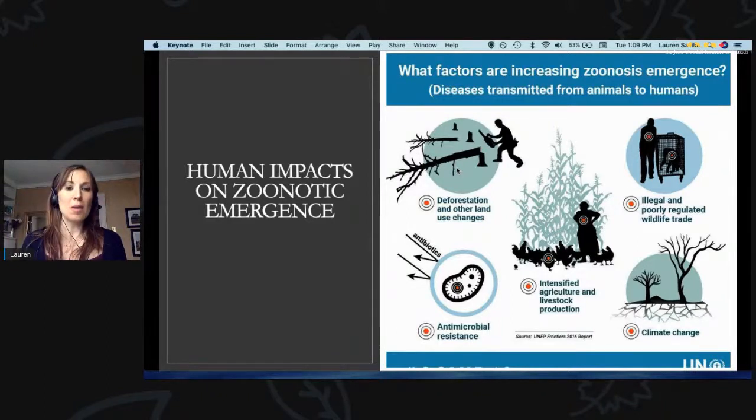And then we have illegally and poorly regulated wildlife trade. This is what we see in some of the wet markets in China, Africa, and South America, where animals are hunted from the forest and brought into these markets, where they come into contact with wildlife, livestock, and all these other animals, and they're unfortunately killed and butchered. Bodily fluids are mixing, and you end up getting these novel viruses that can then be passed on to humans. That's how they think COVID-19 spread, through a wet market in China.